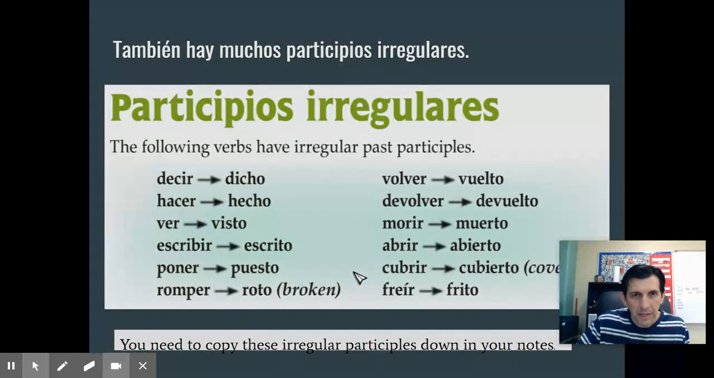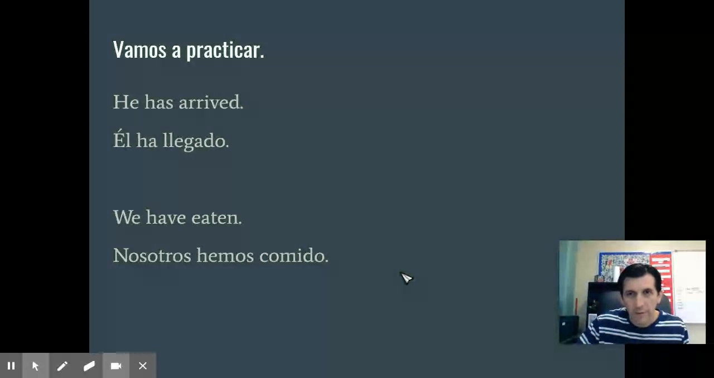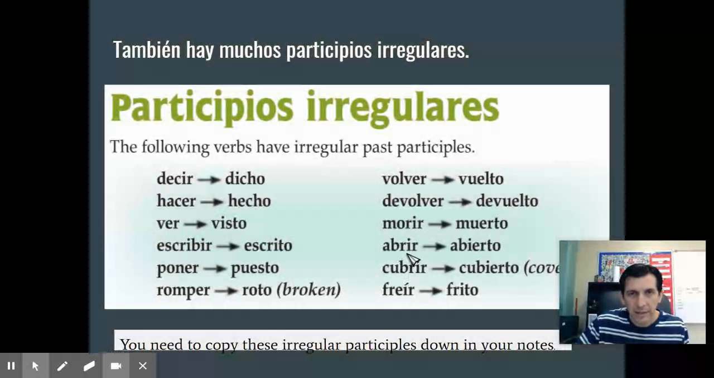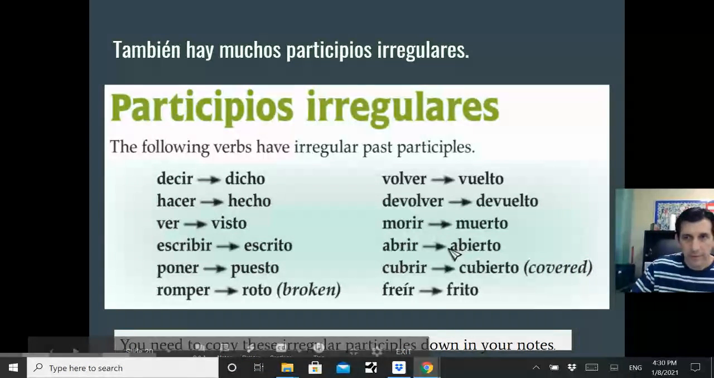If you've seen The Mandalorian, he says, I have spoken. Hablar. So I want to say, I have spoken, yo he hablado. Or you may be saying something like, I have said. There are some irregular participles, there's actually plenty. También hay muchos participios irregulares en español. And this is a list of a few of them. So you are going to want to write these down in your notes, and you want to have access to them. Actually, you need to take notes over this whole thing.